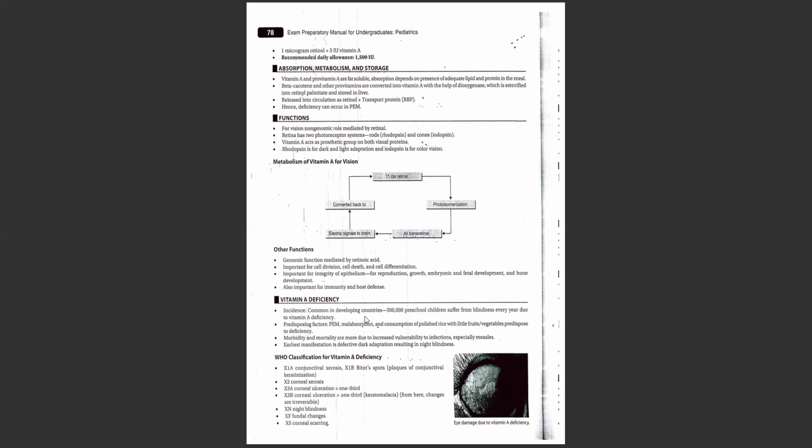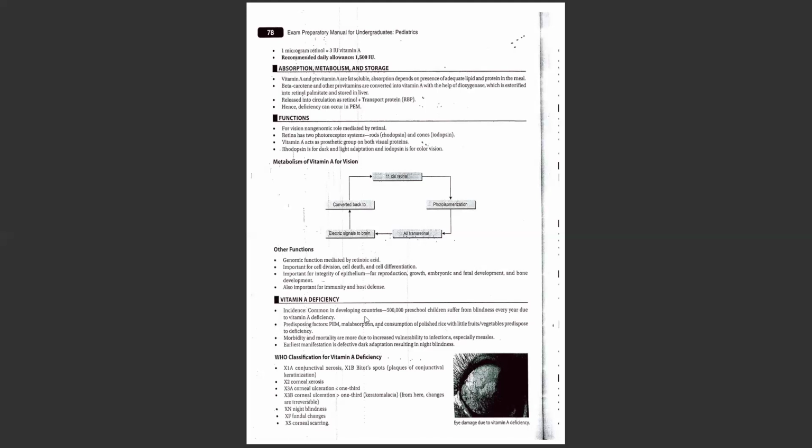The preschool children suffer from blindness every year due to vitamin A deficiency. The predisposing factors of vitamin A deficiency, as we already told, include protein energy malnutrition, because of the lack of the transport protein for vitamin A. It also leads to vitamin A deficiency, and also malabsorption.